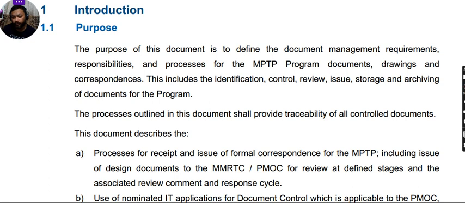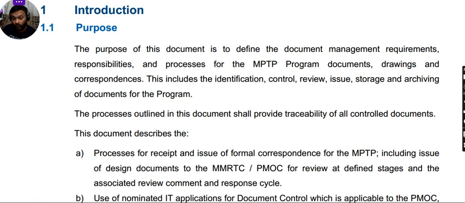So for the MPTP program documents, drawings, and correspondence, this includes the identification, control, review, issue, storage, and archiving of documents for the program. So here what we are defining in this process is the document management requirements and responsibilities. On the project life cycle, we have to define certain procedures to follow the proper flow of documents.